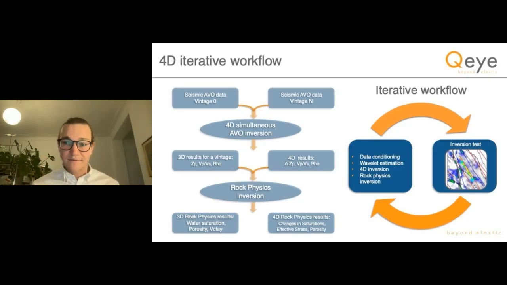And in particular, what QI likes to do is use the inversion itself as a framework for validating any of the inputs that are going into the inversion. So what I mean by that is that when we perform any kind of data conditioning step, whether that's an alignment or an amplitude balancing or a spectral matching, all of those steps are taken through the inversion phase to actually test what the impact is on the inversion itself, which is ultimately what we're trying to do: get a better tie between our inversion results and our observed elastic well logs.